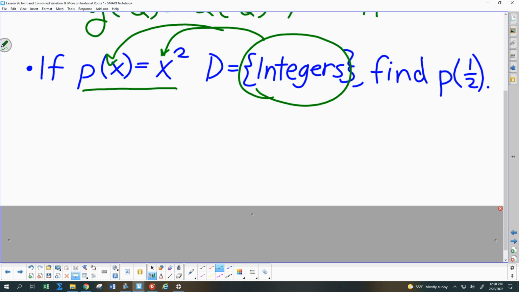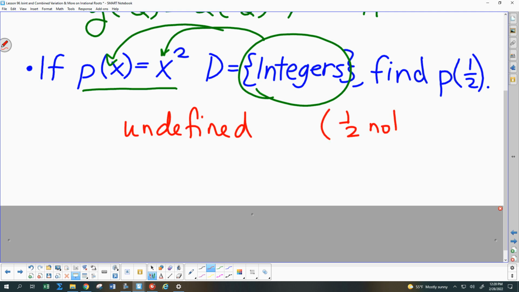Why is there actually no calculating to do on this one? I'd like to see more than one hand up. What is the problem here? That rule is defined for integers. Nicole? Exactly. 1/2 is not an integer, so this is undefined because a half is not an integer.